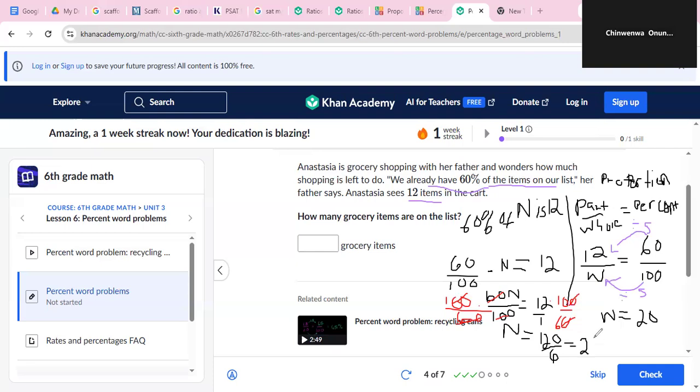So writing it this way does seem a lot longer than writing it as a ratio, but it's good to know how to do both.